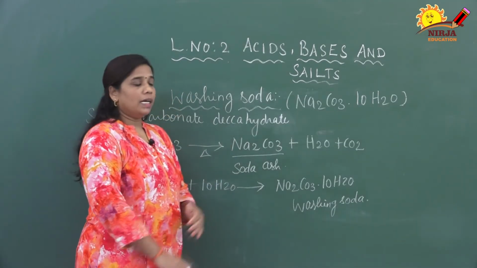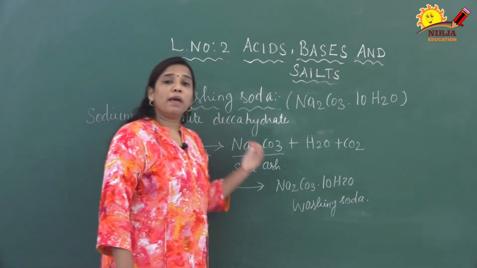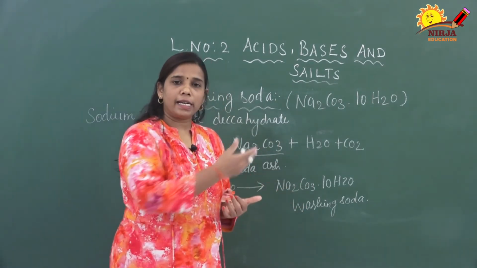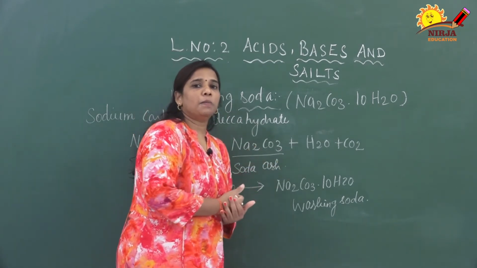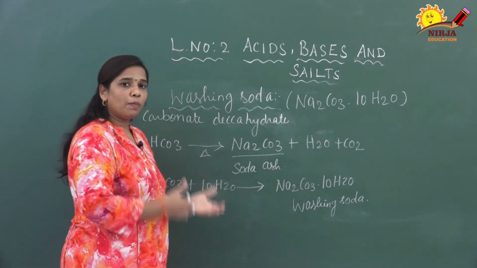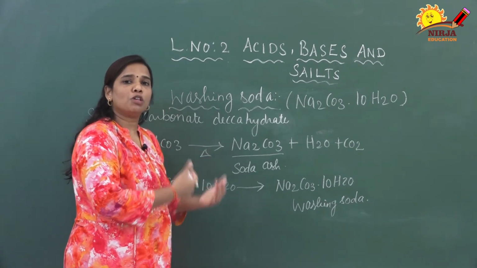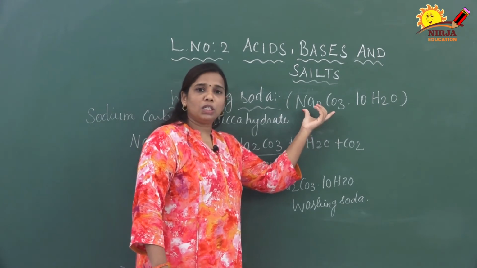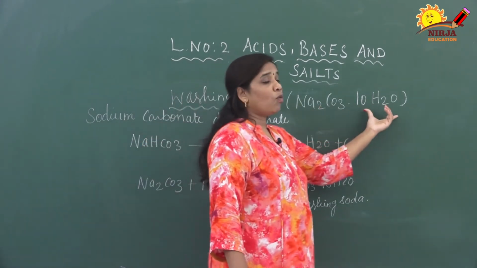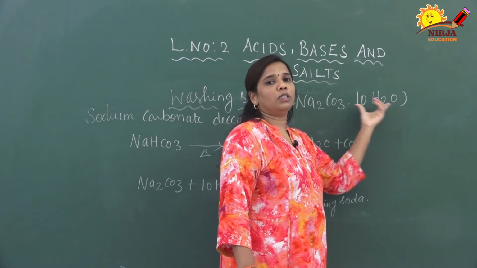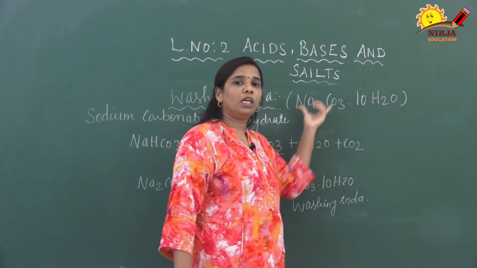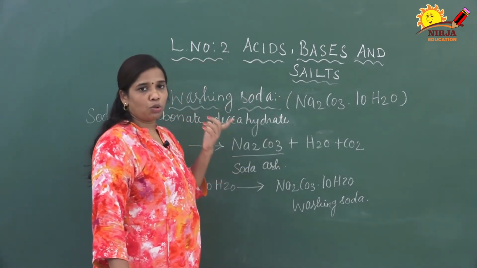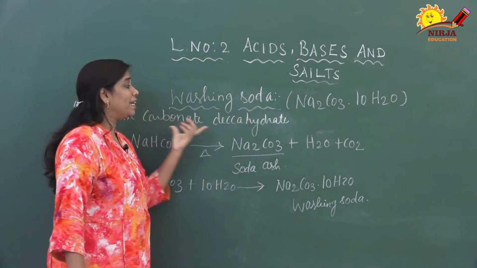This washing soda is manufactured by the thermal decomposition of sodium bicarbonate. Already we discussed in the previous section, that is baking soda preparation also. So from the baking soda only we are preparing the washing soda, right? So what is the formula of washing soda? Na2CO3, that is called sodium carbonate, and 10 molecules of water. So Na2CO3 dot 10 H2O is the chemical formula of this washing soda. We can say it is sodium carbonate decahydrate.